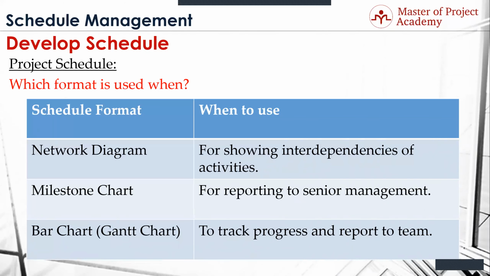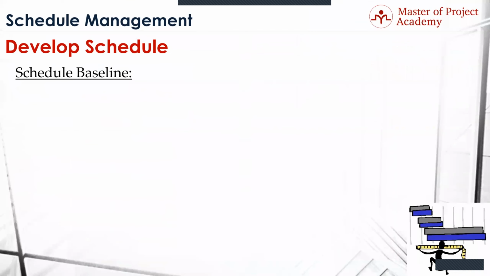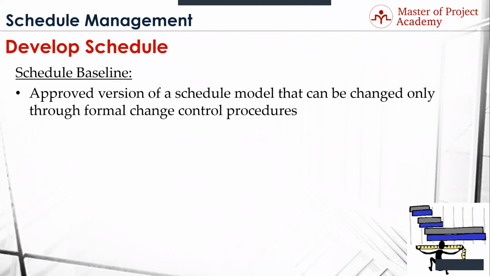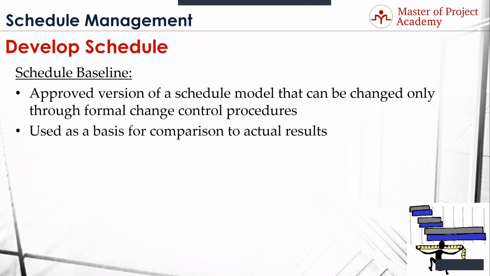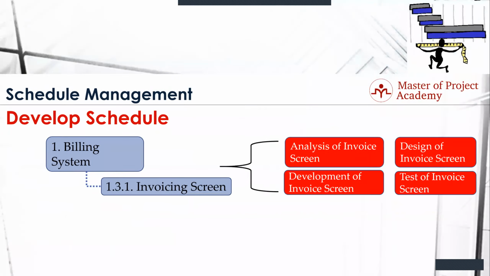Okay, we got about 4 slides to go for this section. All right, develop the schedule. The output of this is going to be the schedule baseline. It's an approved version of the schedule. It's the line in the sand you agreed to be held accountable to, whatever time frame you said you were going to meet this project in. Approved version. Use as the basis for comparison when you're done. You know, we said a year and it finished in a year.